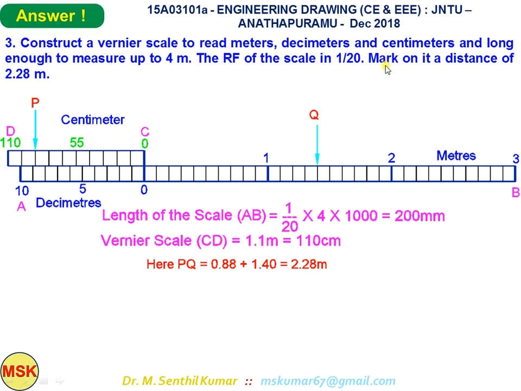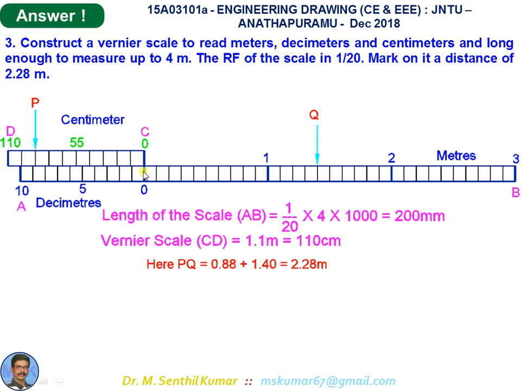Then go to the problem. Mark a distance of 2.28 meters on it. Now, I am dividing this 2.28 as 1.4 plus 0.88 meter. Means 88 centimeter. So, on it, if you mark the 8th division, that is equal to 88 centimeter or 0.88 meters. Okay. So 0.88 is marked on vernier scale.